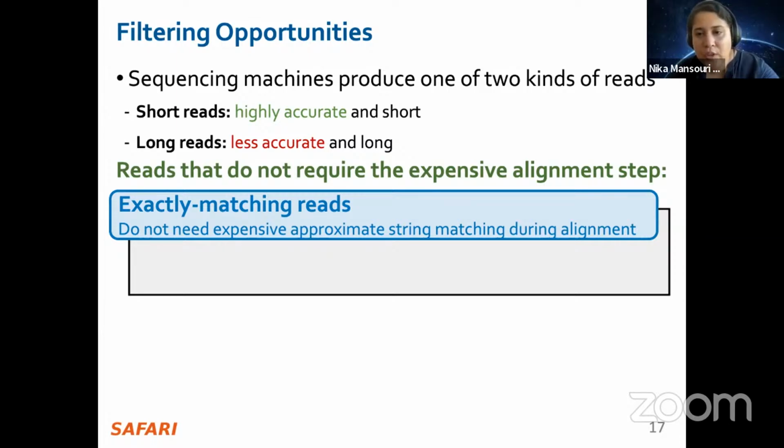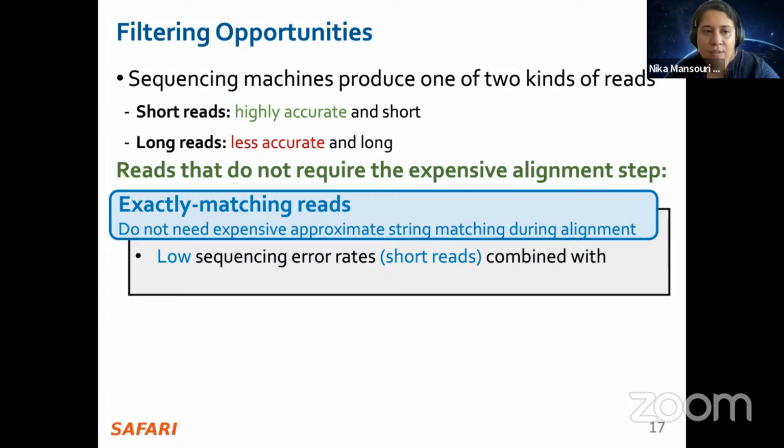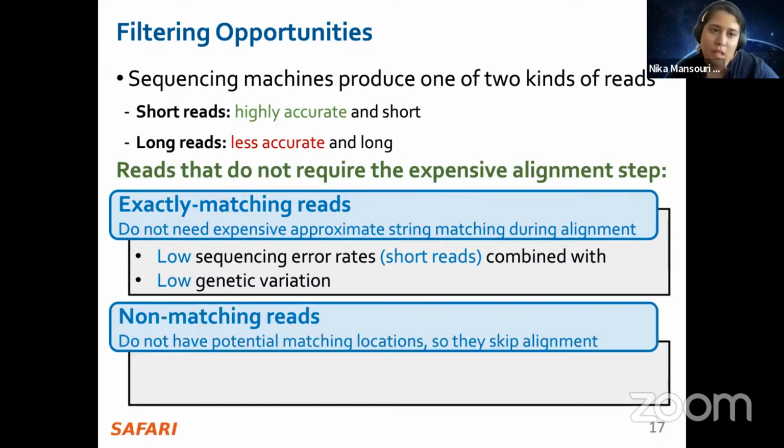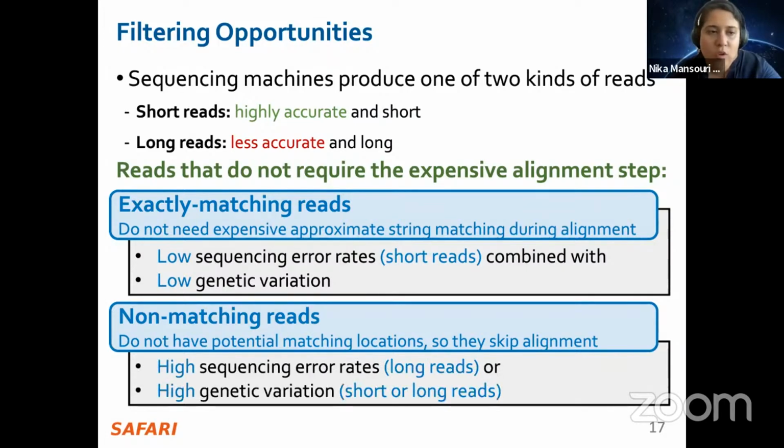Exact matches can frequently occur in short read sets that have low sequencing errors and also low genetic variation. Second, we can filter non-matching reads. Such reads do not have any potential matching locations in the reference genome and can therefore skip the alignment step. Such reads can frequently occur in long read sets, which have high sequencing errors, and in shorter read sets that have high degrees of genetic variation.